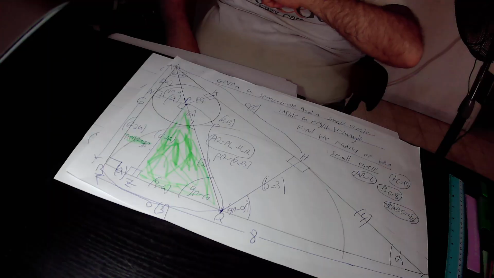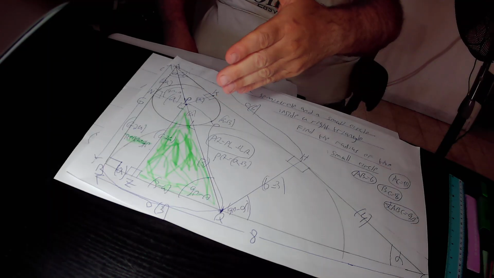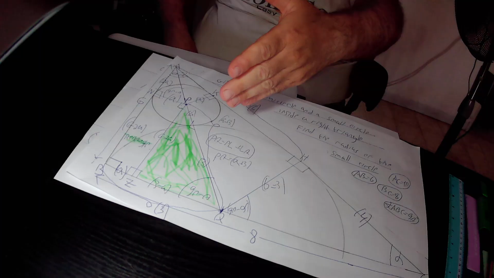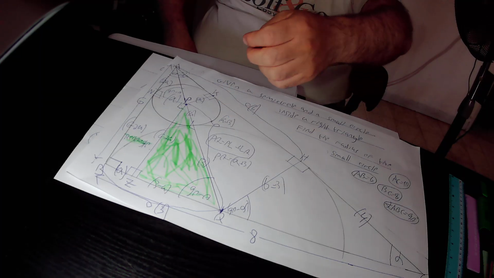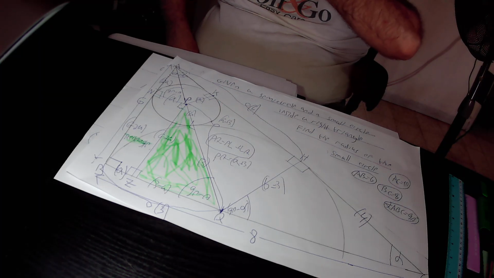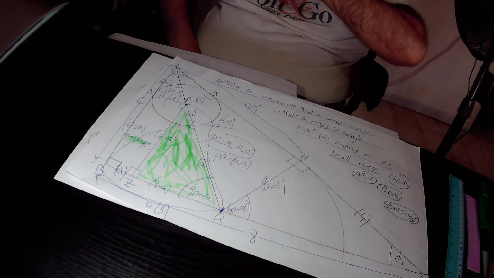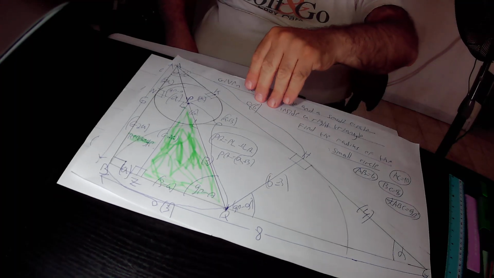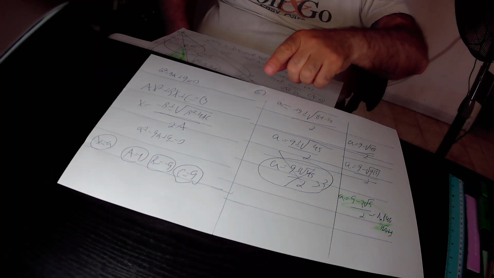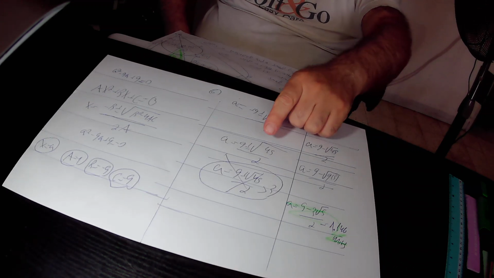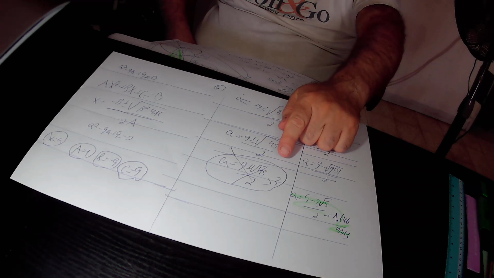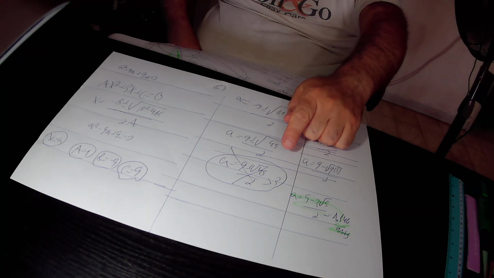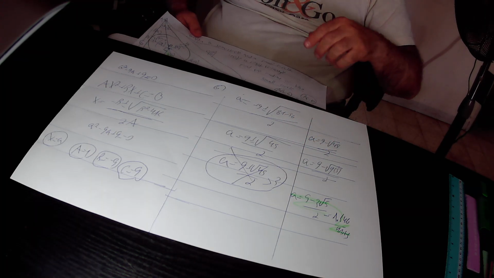bigger than the small circle, and therefore the radius of the big semicircle must be greater than the radius of this small circle, or in other words, the radius of this small circle must be less than 3 units. But according to the first solution, the radius of the small circle is greater than 3 units. So therefore this solution is not correct. We can discard this solution, and we're left only with the second solution that is possible for A.